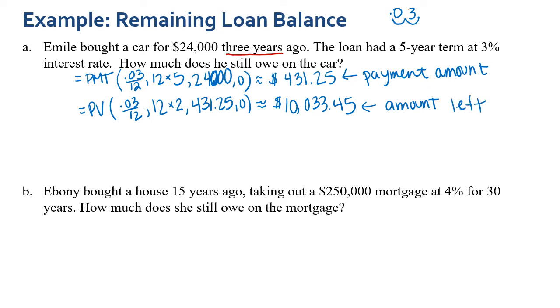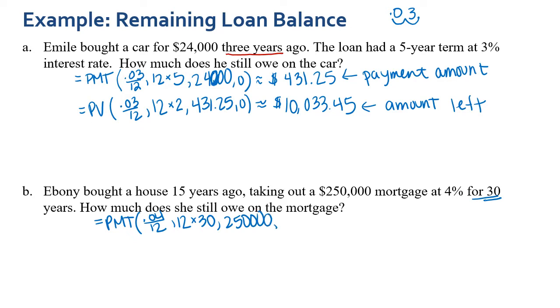Ebony bought a house 15 years ago, taking out a $250,000 mortgage at 4% for 30 years. How much does she still owe on the mortgage? Okay, so let's first figure out what her monthly payment would be. So equals PMT. So interest is 4%, so 0.04 divided by 12, because again, we're always going to assume that there's monthly payments unless stated otherwise. 12 times the number of years, so her mortgage was set up for 30 years, so it was a 30-year mortgage.